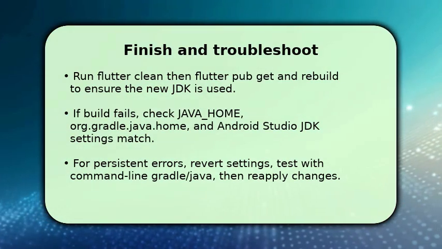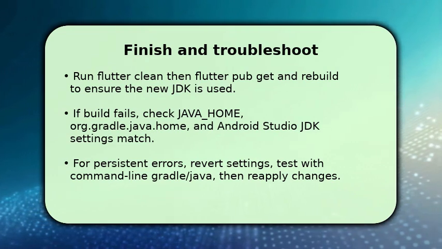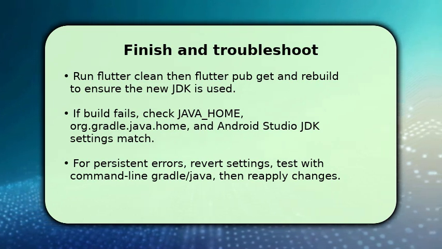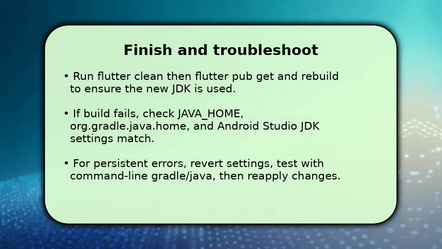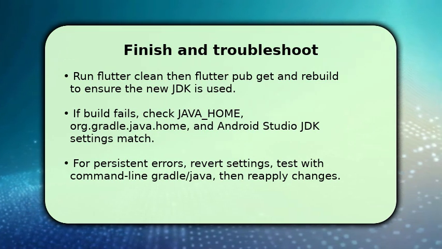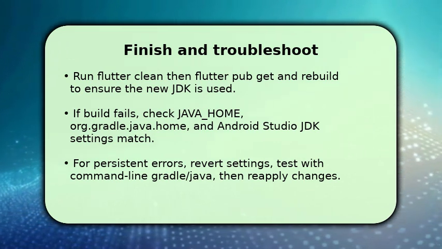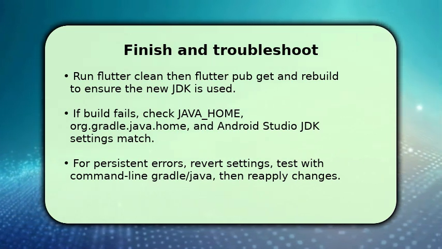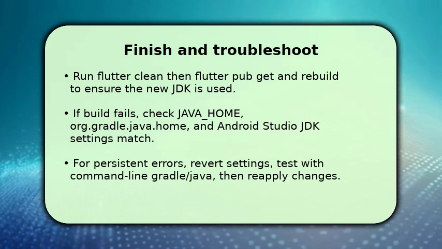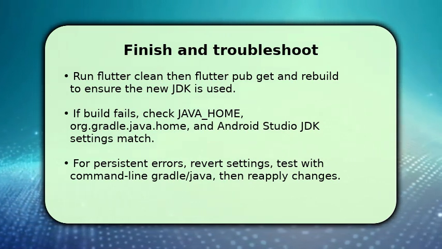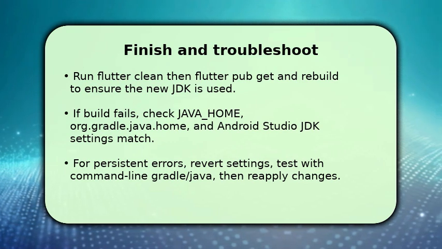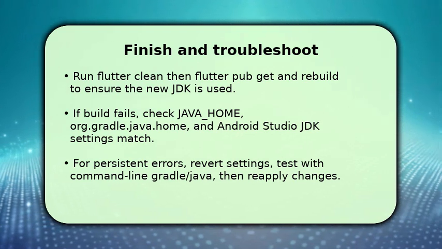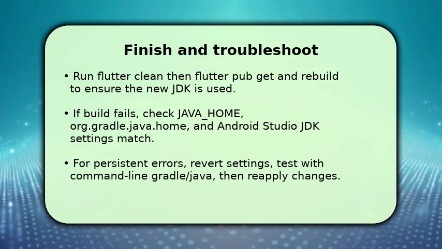You finish by validating the change, run flutter clean, flutter pub get, and rebuild the app. Make sure the build logs show the intended JDK path. If something breaks, check that Java home, the gradle.properties entry, and Android Studio's Gradle JDK all point to the same folder. Mismatches are the usual culprit. If issues persist, run java -version and gradle --version on the command line to confirm behavior. Then roll back or reinstall the JDK before retrying.